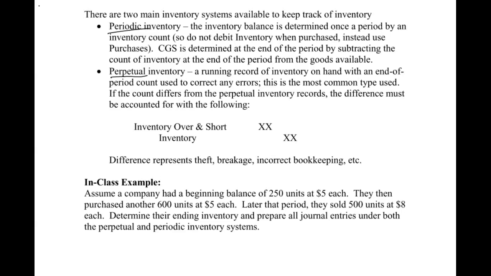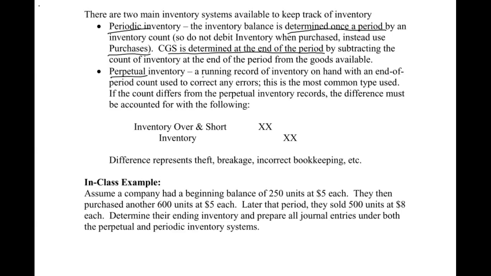Okay, so periodic: the inventory balance is determined once a period by an inventory count. Meaning when we buy inventory, we do not debit inventory. We are going to use this purchases account. And then cost of goods sold is determined at the end of the period. We do that by subtracting the count of inventory at the end of the period from the goods available. That goes back to the formula we did in the first video as well.